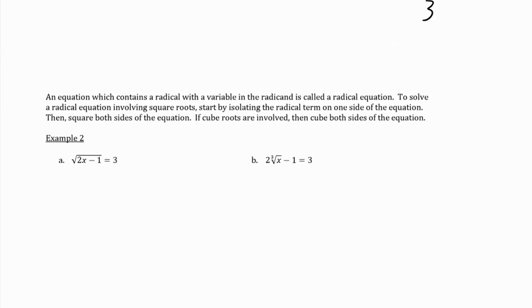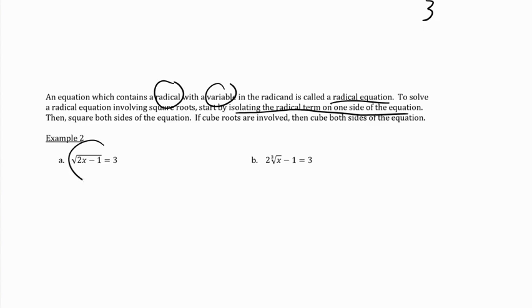All right, so if we have an equation that contains a radical with a variable in the radicand, that's called a radical equation. To solve a radical equation, we're going to do the same thing, except this time we're going to go in reverse. So instead of taking the square root, we're going to square both sides. If it's a cube root, we're going to cube both sides. In both instances, though, we've got to isolate the radical by itself.